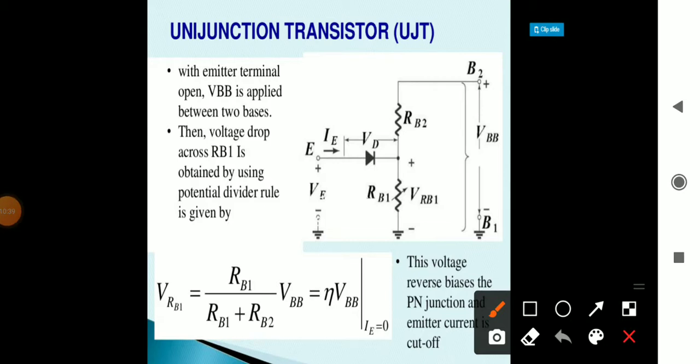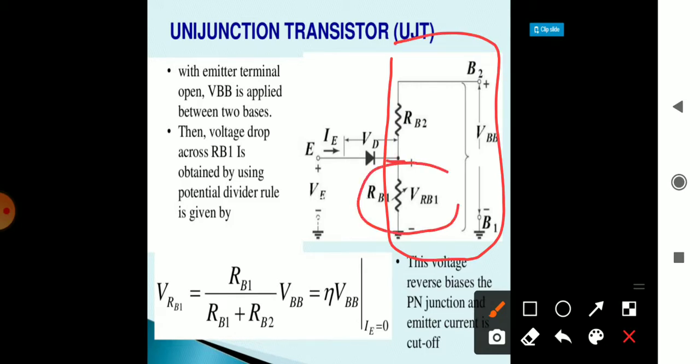So VRB1, when you look at this particular circuit, what can you see? The voltage across this VRB1 we can obtain by the voltage divider rule. So VRB1 is nothing but what? It is RB1, the resistance at this branch, times the supply voltage divided by the sum of resistances, that is RB1 plus RB2. That is by the voltage division rule.